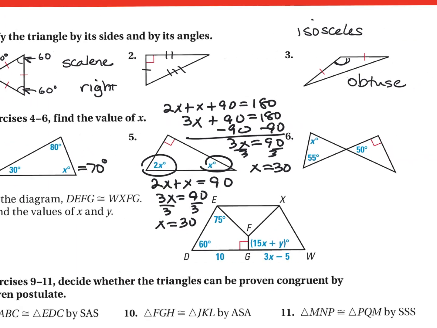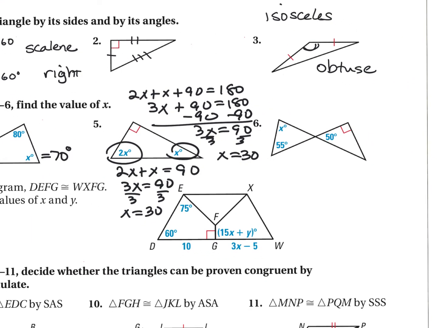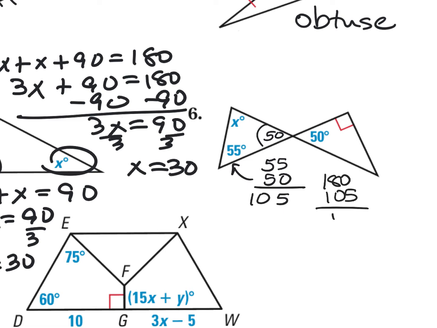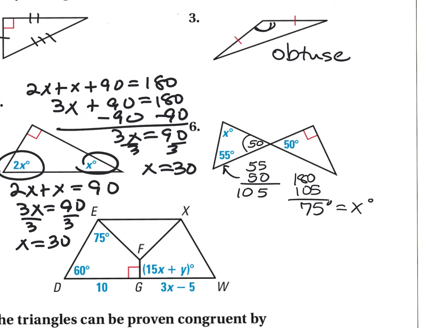And then for this one, we had to realize that we have a right angle here. Not a right angle, actually a vertical angle. So then what we could do here is just go ahead and add the two we have, the 55 plus the 50, if we wanted to find the x in this one, and then get 105, subtract that from 180, and the missing angle, or x, is 75 degrees. We didn't need to use that right angle.